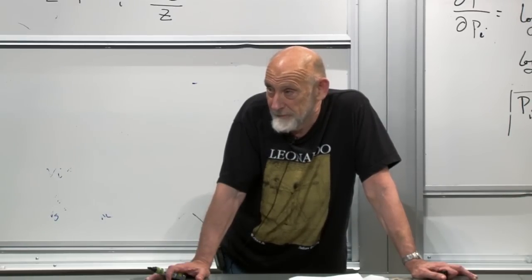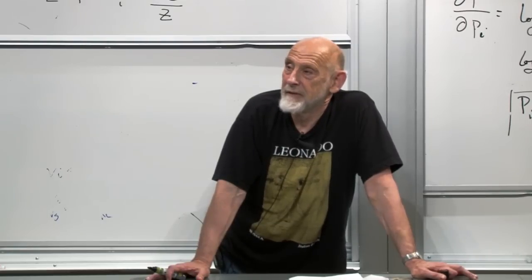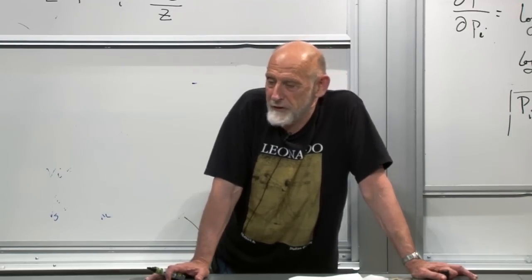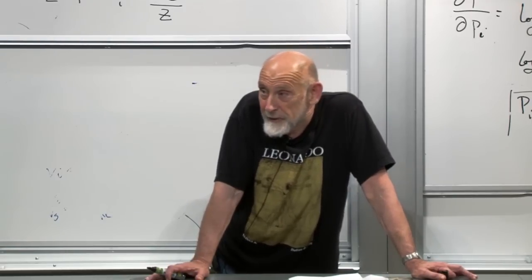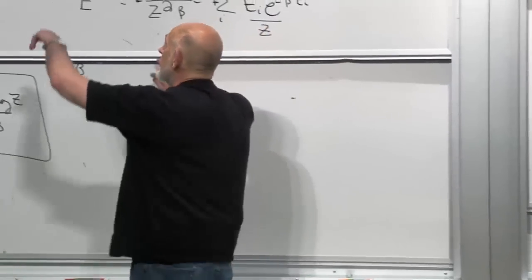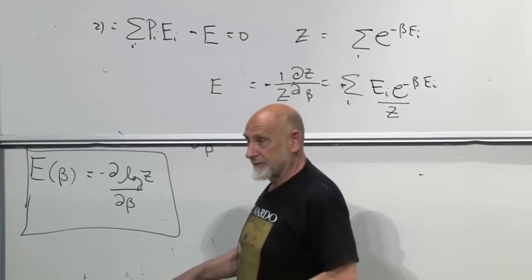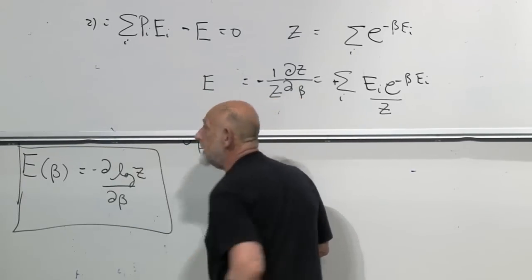Well, then you're going to get a particular number for beta. Why? Because you solve the Lagrange multiplier equations, and it's n plus two equations, and the EIs are just a fixed set of numbers, the energy levels. They are not the energies of the system. The energy of the system depends on the PIs. The EIs are just a set of numbers. The average energy really depends on the P's.